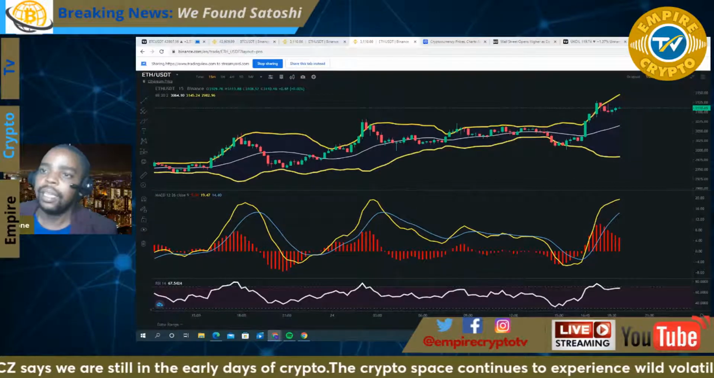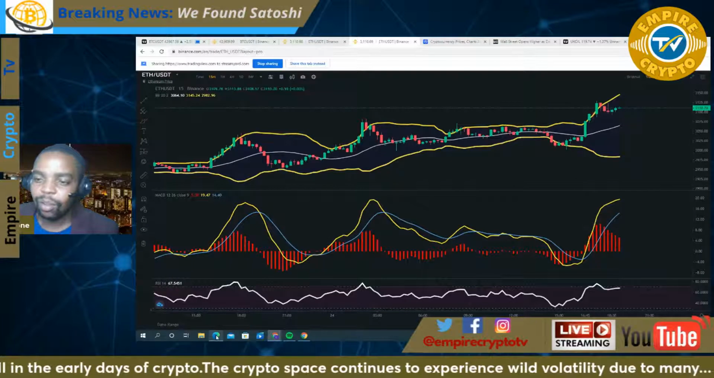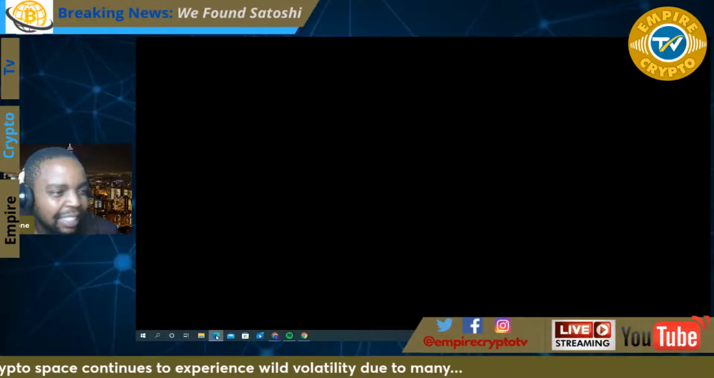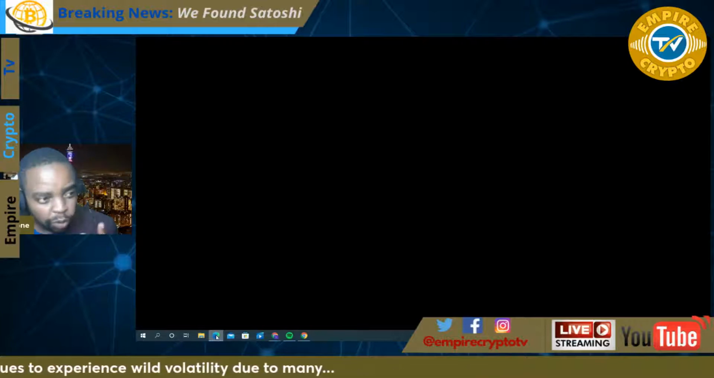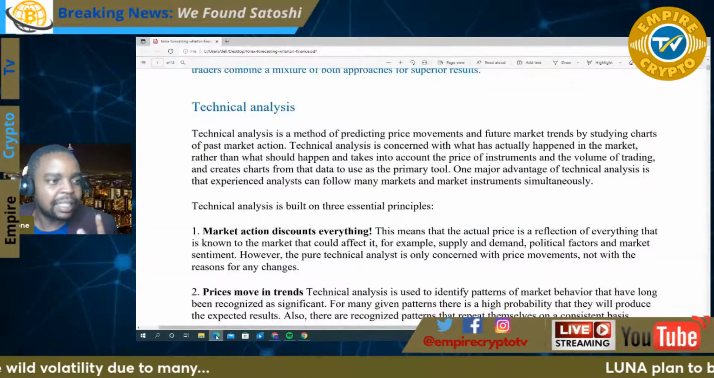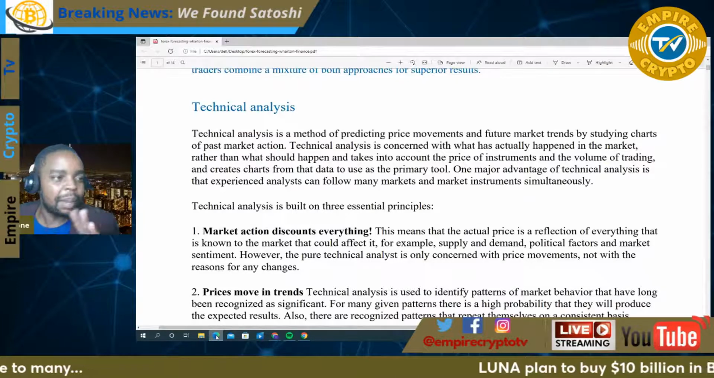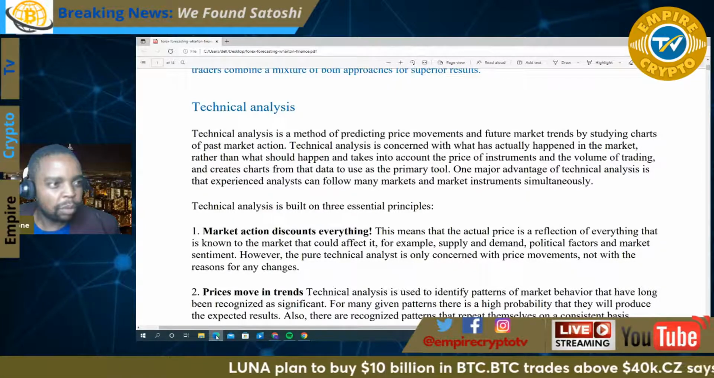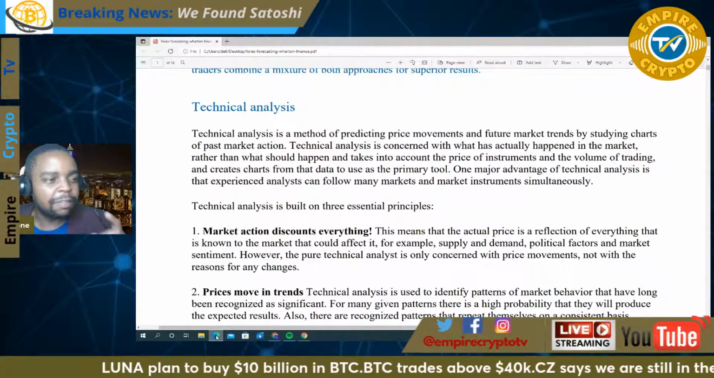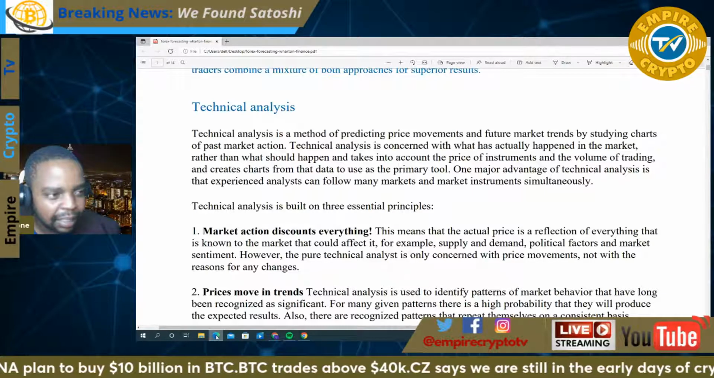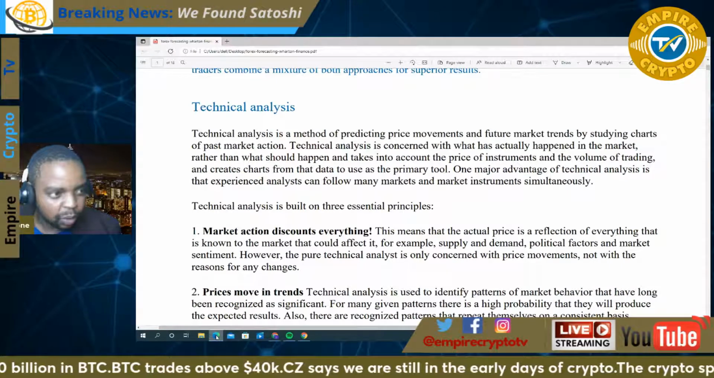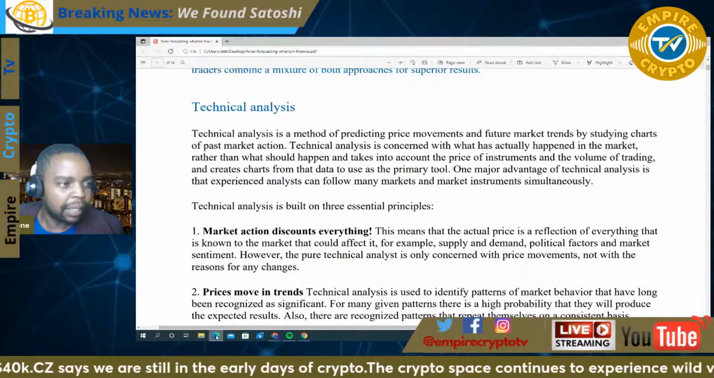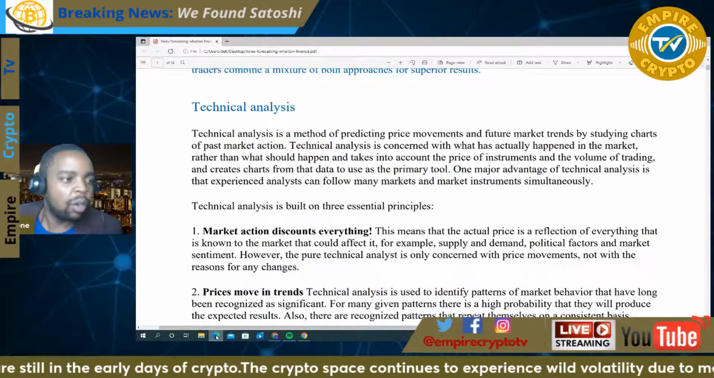Let us look at some of the main definitions of what we are dealing with when we talk about technicality. There are two basic forms of trading, maybe there are many forms, but I'll just talk about two: technical analysis and fundamental analysis. Fundamental analysis is when you are watching news. That's a different topic. Today we are dealing with technical analysis.